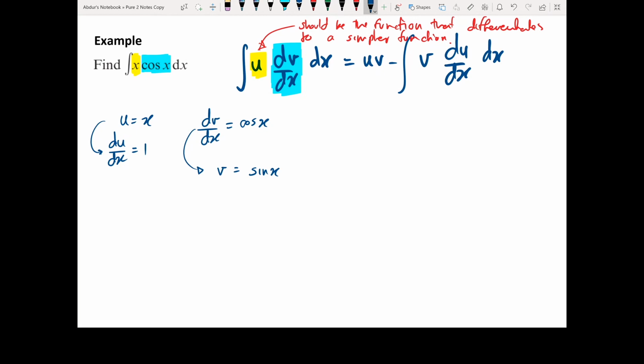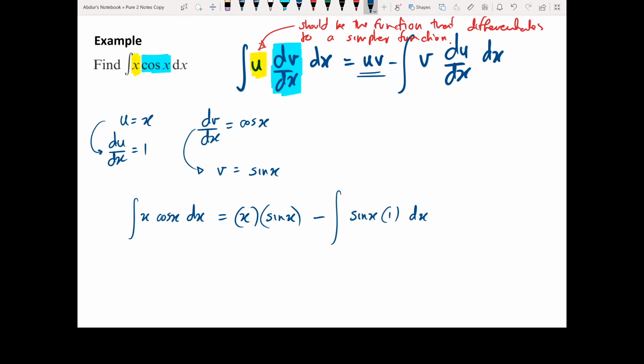So now we know what u is, what v is, what du by dx is, and what dv by dx is. We can go back to our integration by parts formula and substitute everything in. So what does our integral become? Well, let's write it down. Integral of x cos x dx becomes uv. Okay, there's uv. What is u? Well, u is x. And what is v? Well, v is sin x, as we can see here. Okay, so uv minus the integral of v, and v we've got here is sin x. And du by dx is 1, so times 1, which doesn't really affect it, dx.